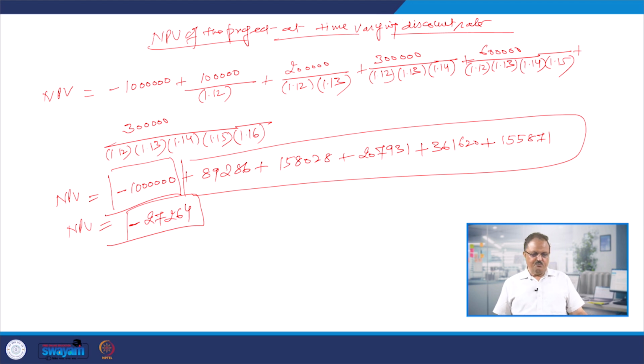Either way it is not going to be an acceptable proposal, and we will have to simply abandon it, we have to reject it, we are not to go ahead with that. So this is the first part, very simple, and we learnt about only one criterion of calculation of NPV when we are given the discount rate and the information about the cash outflow and the cash inflow.